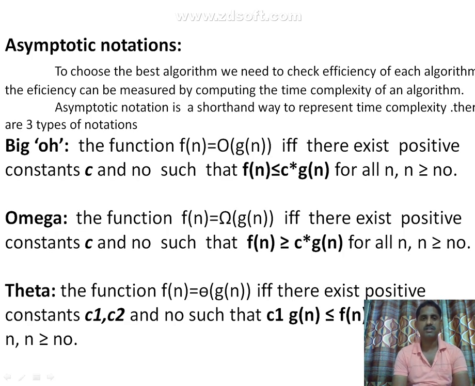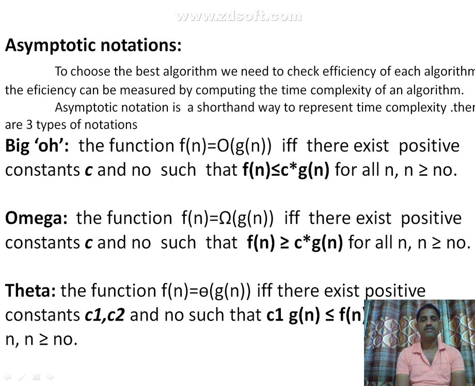Then go for the notations. To choose the best algorithm, we need to check the efficiency of each algorithm. The efficiency can be measured by computing the time complexity of an algorithm, and for that we can use asymptotic notations. Asymptotic notation is a shorthand way to represent time complexity. There are three types of notations: the big O notation, the omega notation, and the theta notation.